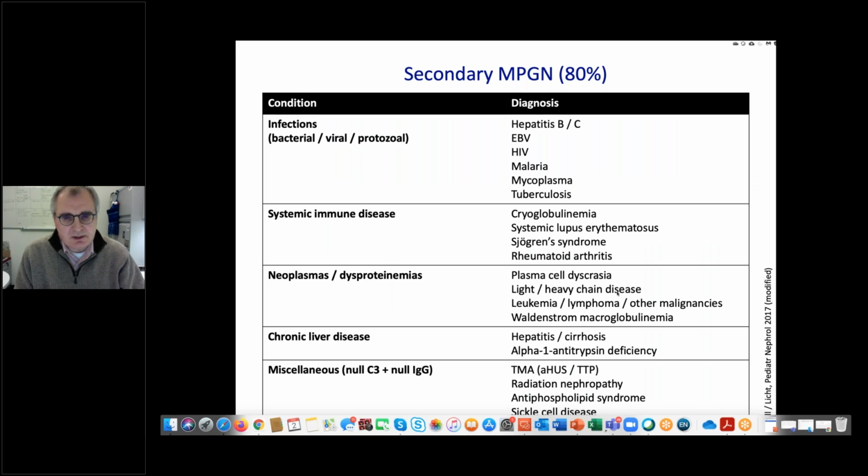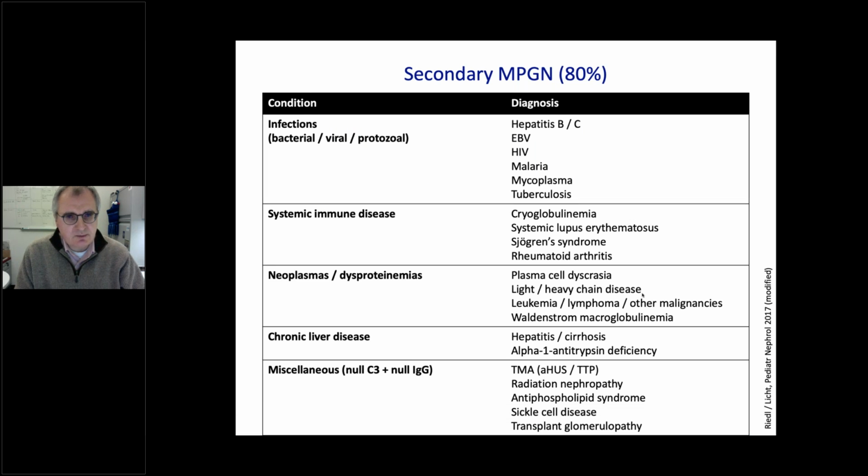And on this slide here, I will not spend too much time during the rest of the talk talking about the secondary forms, which make up a large proportion. As you can see, this is a table that summarizes what the literature identifies as underlying conditions linked or affiliated with this membranoproliferative pattern. It begins with, and is really driven by, infections, and there hepatitis B and C in particular are lead diagnoses. There can be underlying systemic immune diseases. MPGN pattern can occur in the context of malignant diseases, chronic liver disease, or there is even this miscellaneous group where we don't have C3 or IgG, but still histologically, this membranoproliferative pattern, and diagnoses there include TMA.